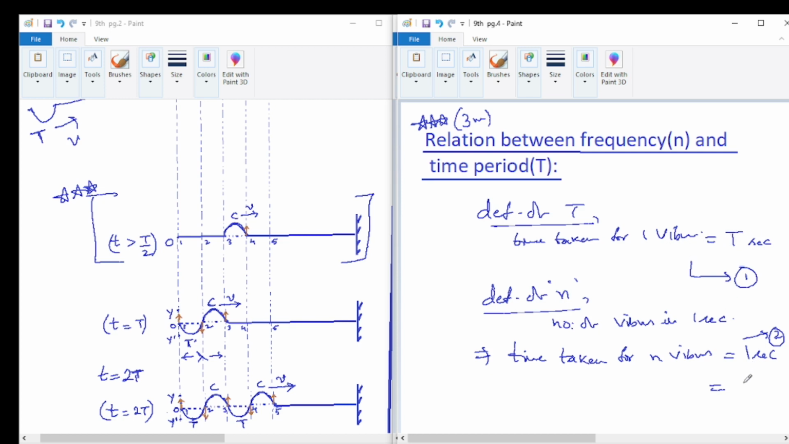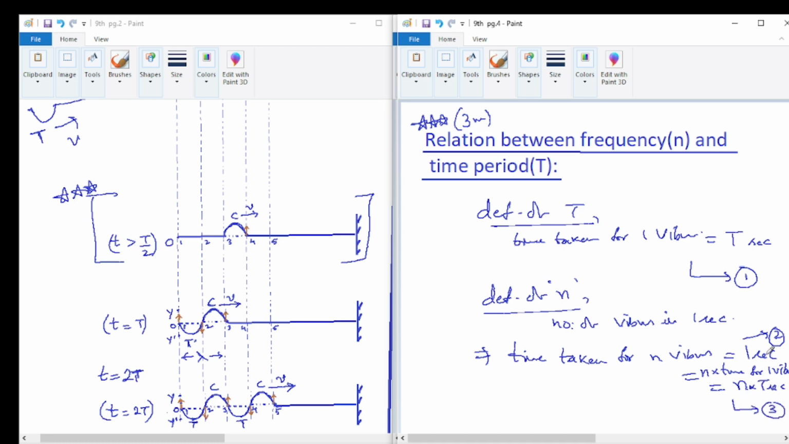Time taken for n vibrations can be written as what? N times t seconds. So directly from equation 1 we can get it. So time taken for n vibrations can also be written as n times t seconds. What is the reason for this? Time taken for n vibrations is n times the time for one vibration. What is the time for one vibration? T seconds. So it is n times t seconds. So call this equation 3.